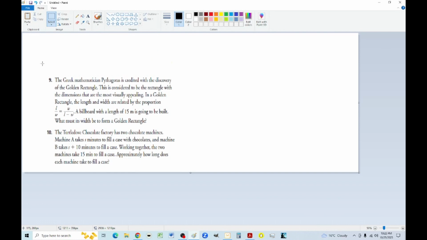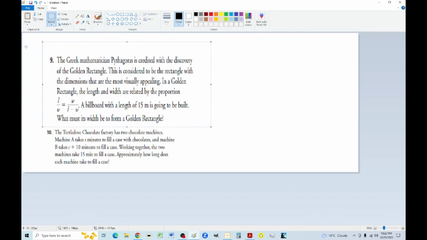It's not that hard. This one does the golden triangle, but then it says what happens when width is 15, so it's kind of pointless. So here's the golden triangle formula. Then they say, what happens when width is 15? Well, okay, or length is 15, rather. Wherever I see length, I'm going to put in 15. And then you just have to cross multiply like every other problem we've done.